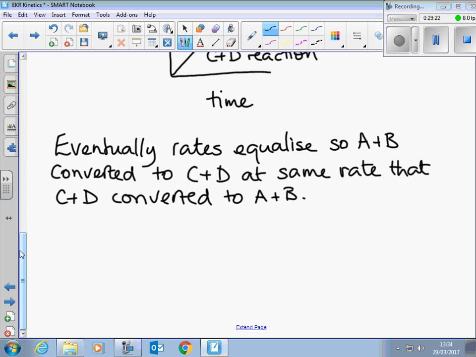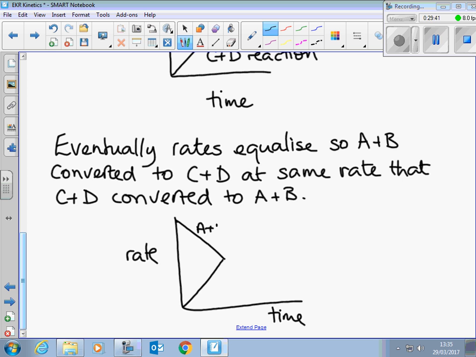So what you end up with then, I suppose that would work better if I'd used colour, wouldn't it? Too late. If we've got our A plus B line coming down and our C plus D line coming up, all right, so that's A plus B. That's C plus D. Eventually, of course, yay, there is equilibrium. That's what we're trying to get to. To that point that's coming down, to that point it's coming up, and then it seems as though nothing is happening. But of course they are. They're both just happening at the same rate.